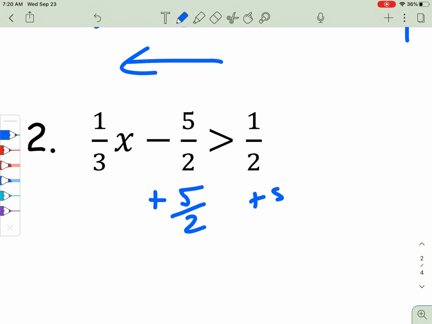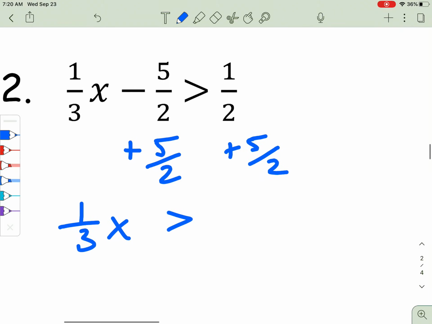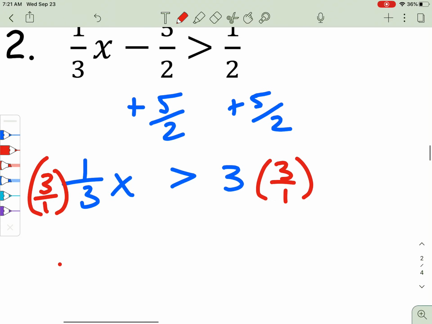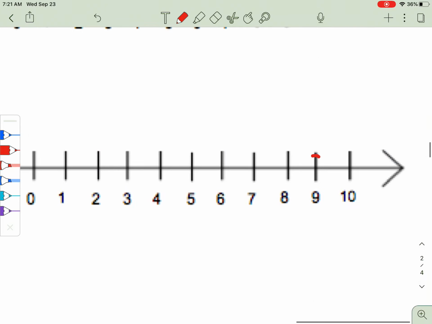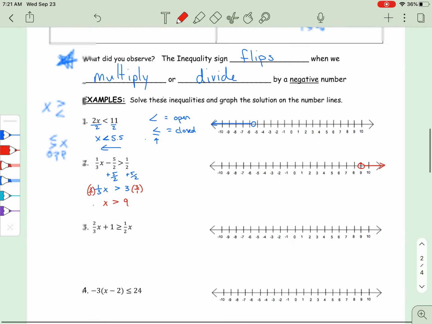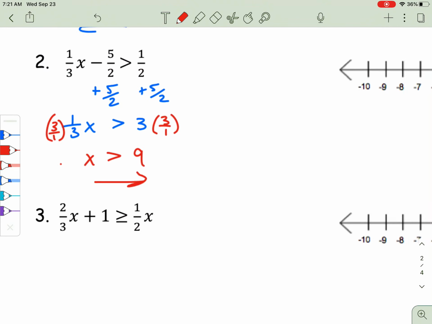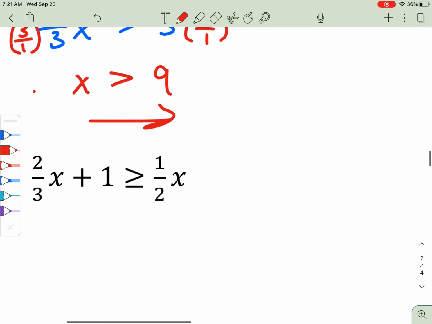So in this one, we're going to add 5 halves. So if I have 1 half and I add 5 more halves, I now have 6 halves. And 6 divided by 2 is 3. Okay? And now I'm going to multiply by 3 over 1, the reciprocal, because we had a fraction on that side. And so now I have x is greater than 9. We do not have to flip the sign because we multiply by a positive. So x is greater than 9. We go to 9. It's an open circle because we did not draw a line underneath. And it's bigger than. Again, follow the direction of x as long as x is on the left side.